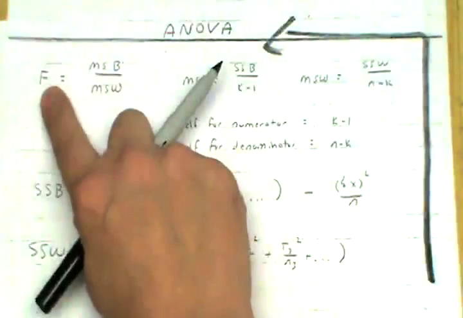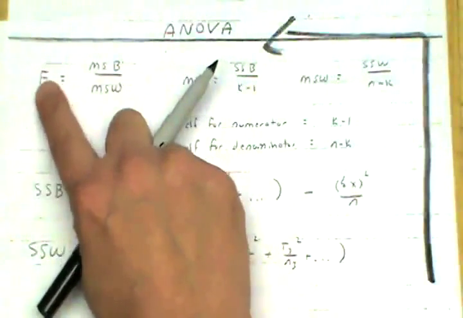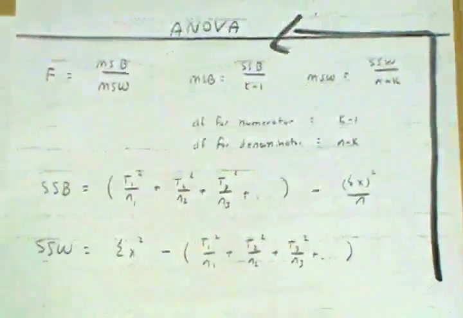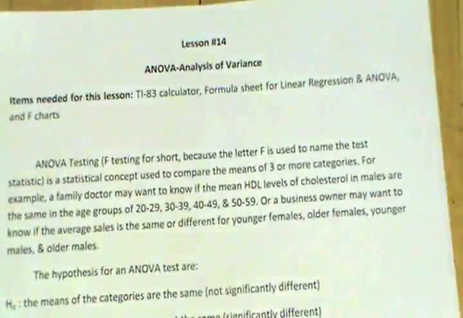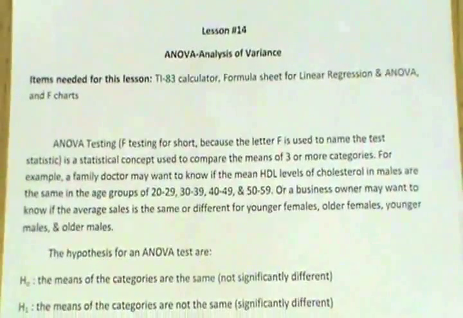The letter that's used for ANOVA testing is called F. That way, if you see the capital letter F in anything, you know that analysis of variance was accomplished for the problem. And also the F charts.